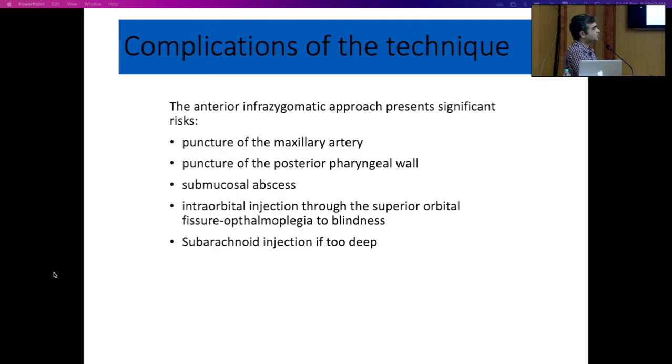There are complications of this technique. You may puncture the maxillary artery or the posterior pharyngeal wall, and a submucosal abscess may occur. If you go through the superior orbital fissure, there may be orbital injury, which may range from ophthalmoplegia to complete blindness, and subarachnoid injection may occur if you go too deep.